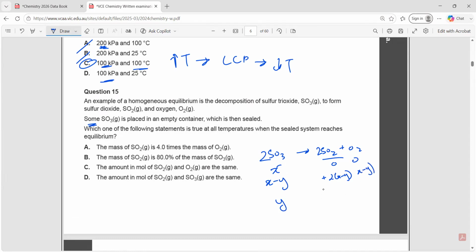The amount in moles. So this would be 2X minus Y, and that would be X minus Y in moles. The mass of SO2 is 4 times the mass of O2. I think it's just 2 times. Is it not? Okay, wait, let's have another look at this. Which one of the following is true at all temperatures in the sealed system? Okay, homogeneous, to form SO2 and O2.